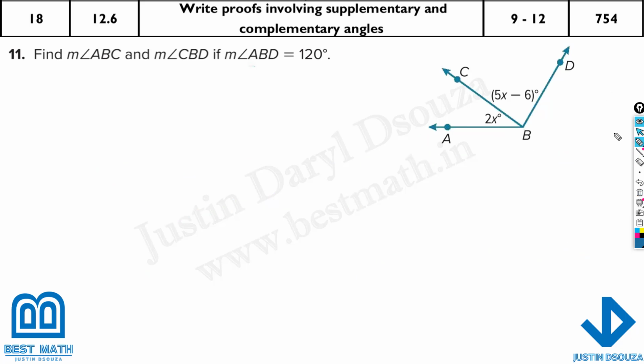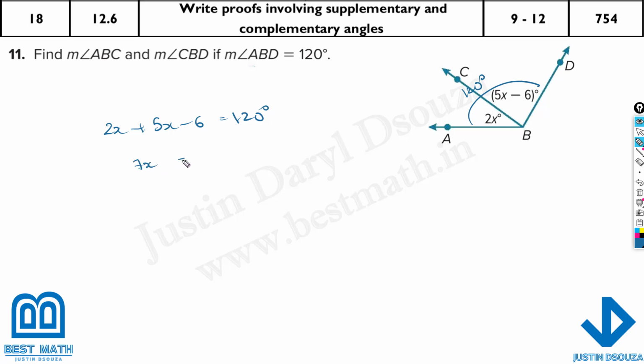What about over here? They have told us to find the measure of both of these angles, ABC and CBD, and they have told the sum of both. See, ABD, that is the whole thing, is 120 degrees. So let's add them up. 2x plus 5x minus 6 is equal to 120 degrees. Here you can write the details beforehand, what is given and everything, but you can just start with this. That's absolutely fine.